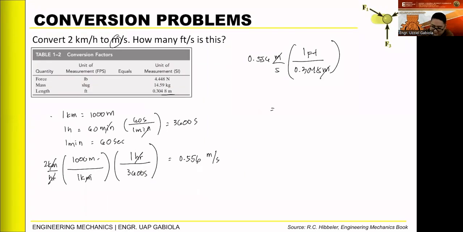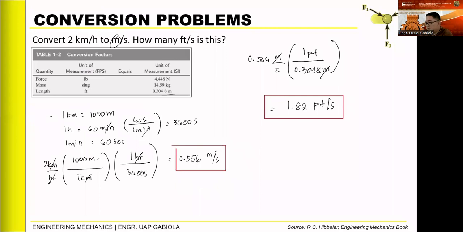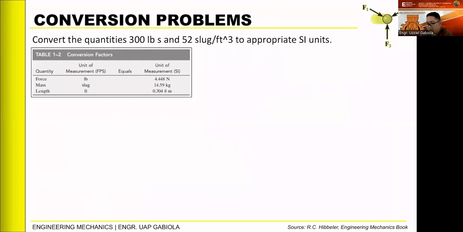So, 0.556, divide lang natin by 0.3048. And we have 1.82 feet per second. Okay? So, this is our answer. And this is also our answer. Okay? Question dito? Isa pa nga po, sir. Okay? Sige, ibang problem naman para gumana yung ating ano. Okay?